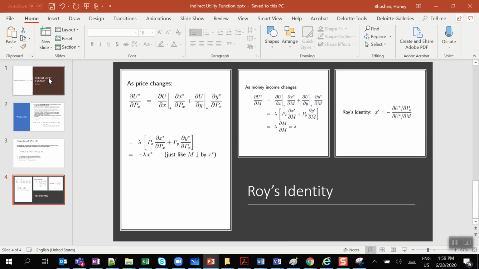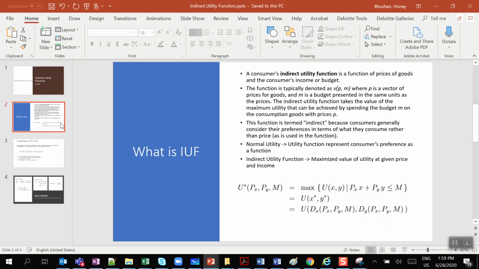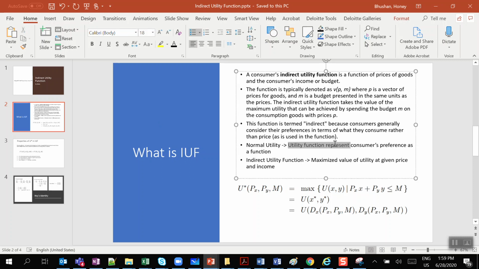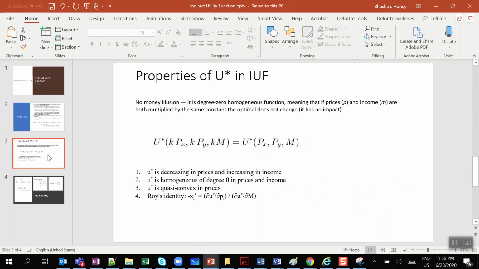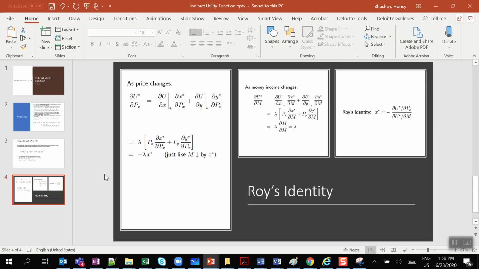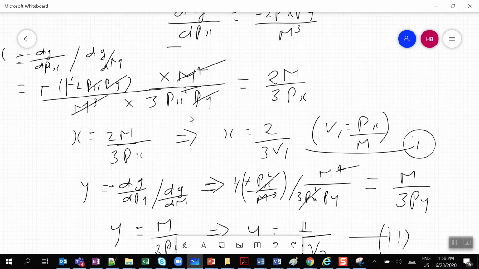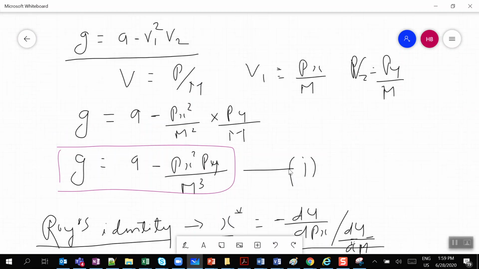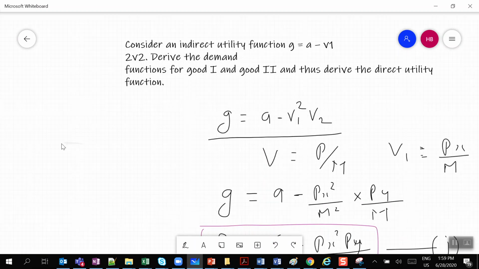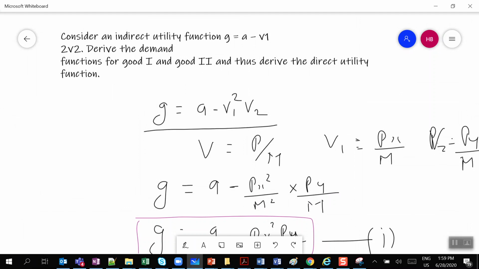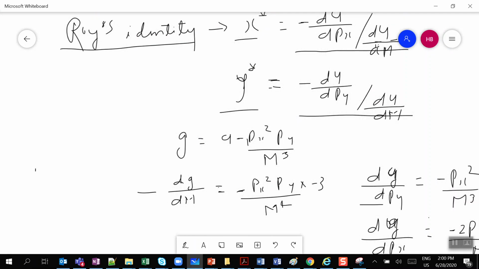So going back to what we saw today: what is the indirect utility function, what are its properties, how it is derived from the direct utility function, and what is the difference between direct and indirect utility function. Then we saw what Roy's identity is, how we derive it, and ultimately we solved one problem from indirect utility to direct utility. We had one indirect utility function given, and using Roy's identity we derived one direct utility function out of the indirect utility function.